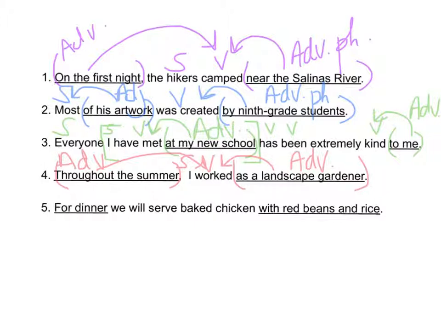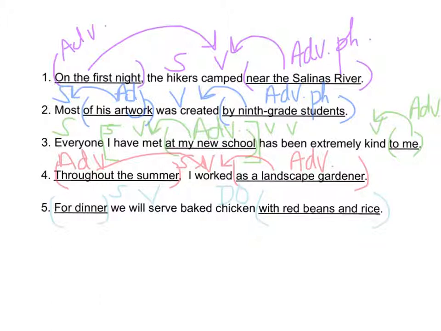Great. What color should we pick now? All right, we'll do baby blue. For dinner, we will serve baked chicken with red beans and rice. All right, marking up our phrases. We will serve what? Chicken. Okay, so we have subject verb. This time we finally have a direct object.